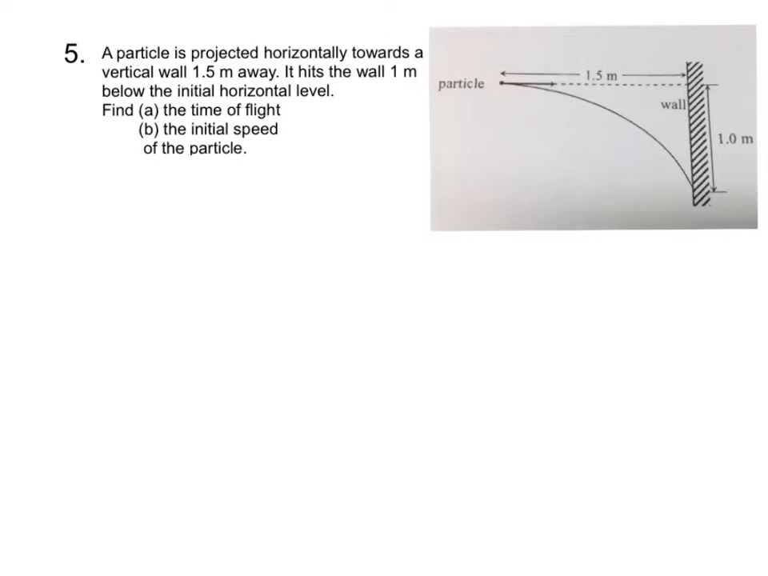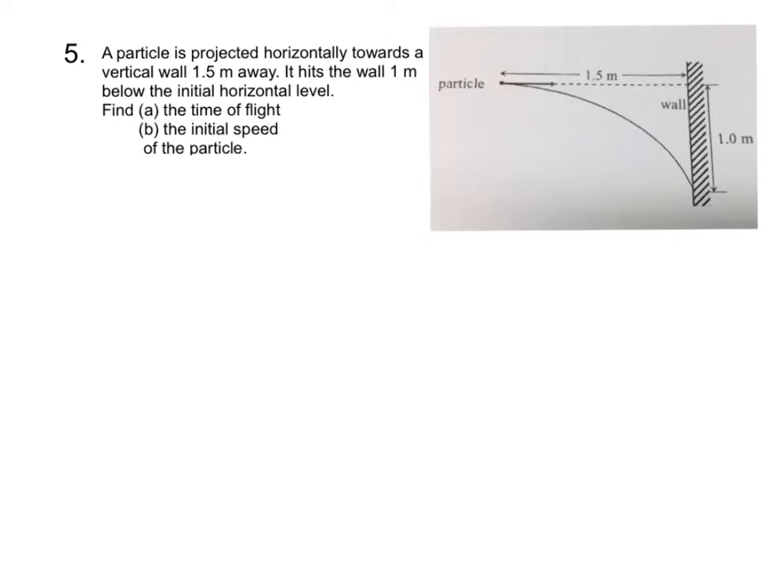Question number 5. A particle is projected horizontally towards a vertical wall 1.5 meter away. It hits the wall 1 meter below the initial horizontal level, as shown in the diagram. You are asked to find A, the time of flight, and B, the initial speed of the particle.